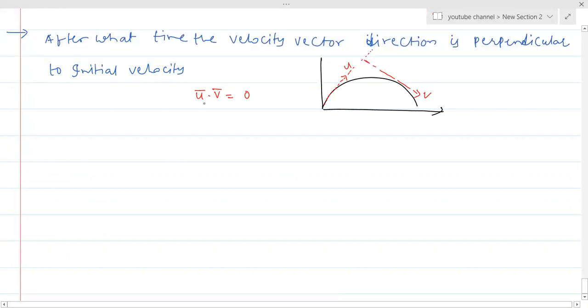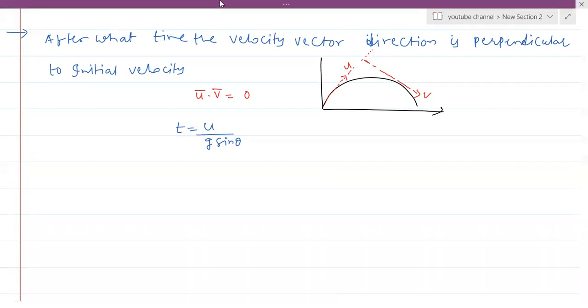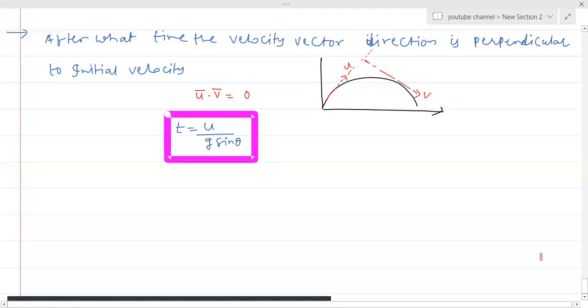And by taking the respective vector form, we will get time equivalent to u by g sin theta. The time after which the velocity vector becomes perpendicular is nothing but t equivalent to u by g sin theta.